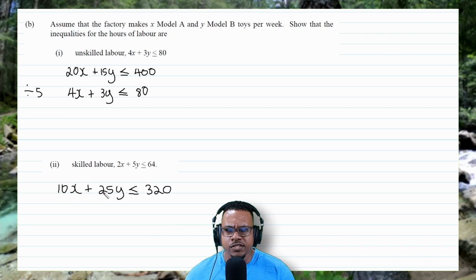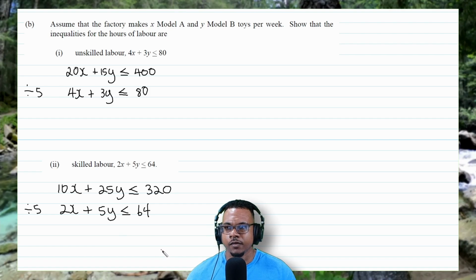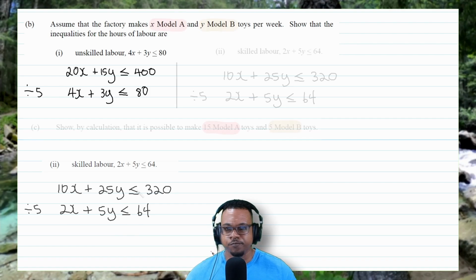And again, if you look at both sides of the inequality, these numbers are divisible by 5. So let's divide by 5 here again. If I divide 10x by 5, I get 2x. If I divide 25y by 5, I get 5y. And if I divide 320 by 5, I get 64. And again, you prove your inequality. Same thing here. All right, so that was part B.